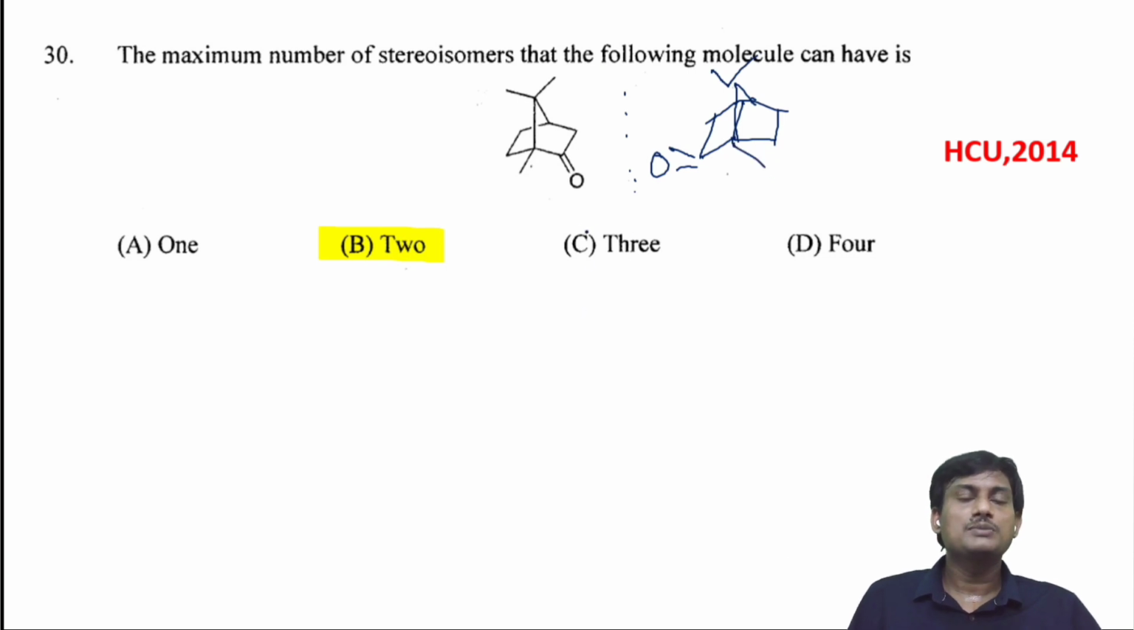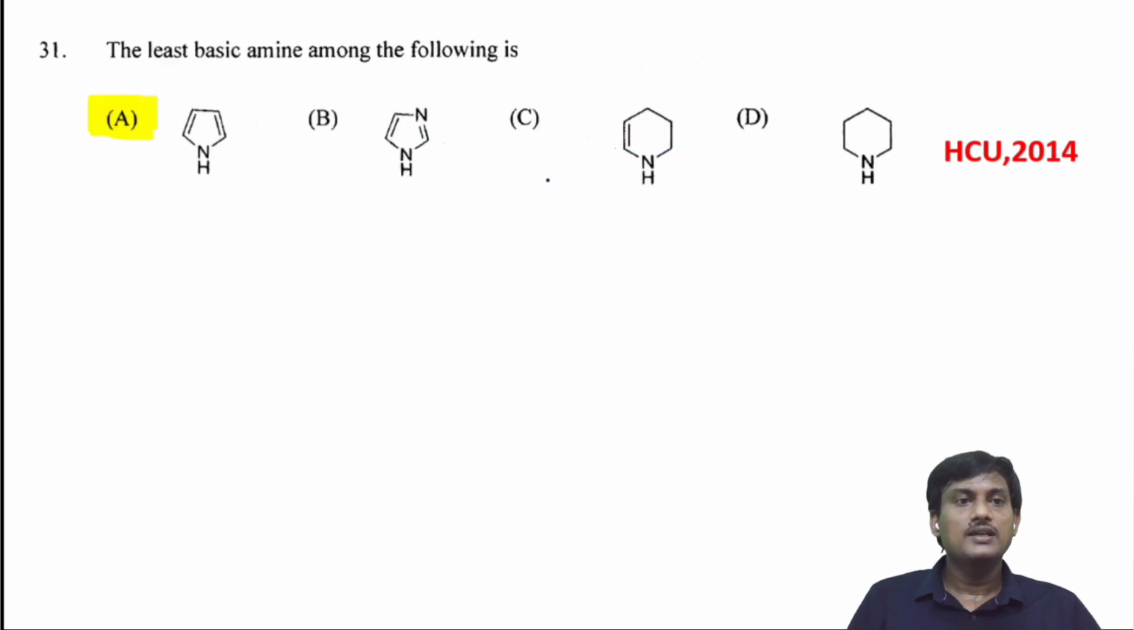Okay. So this molecule has two stereoisomers. The two are enantiomers. This is the correct option. The least basic amine among the following is.